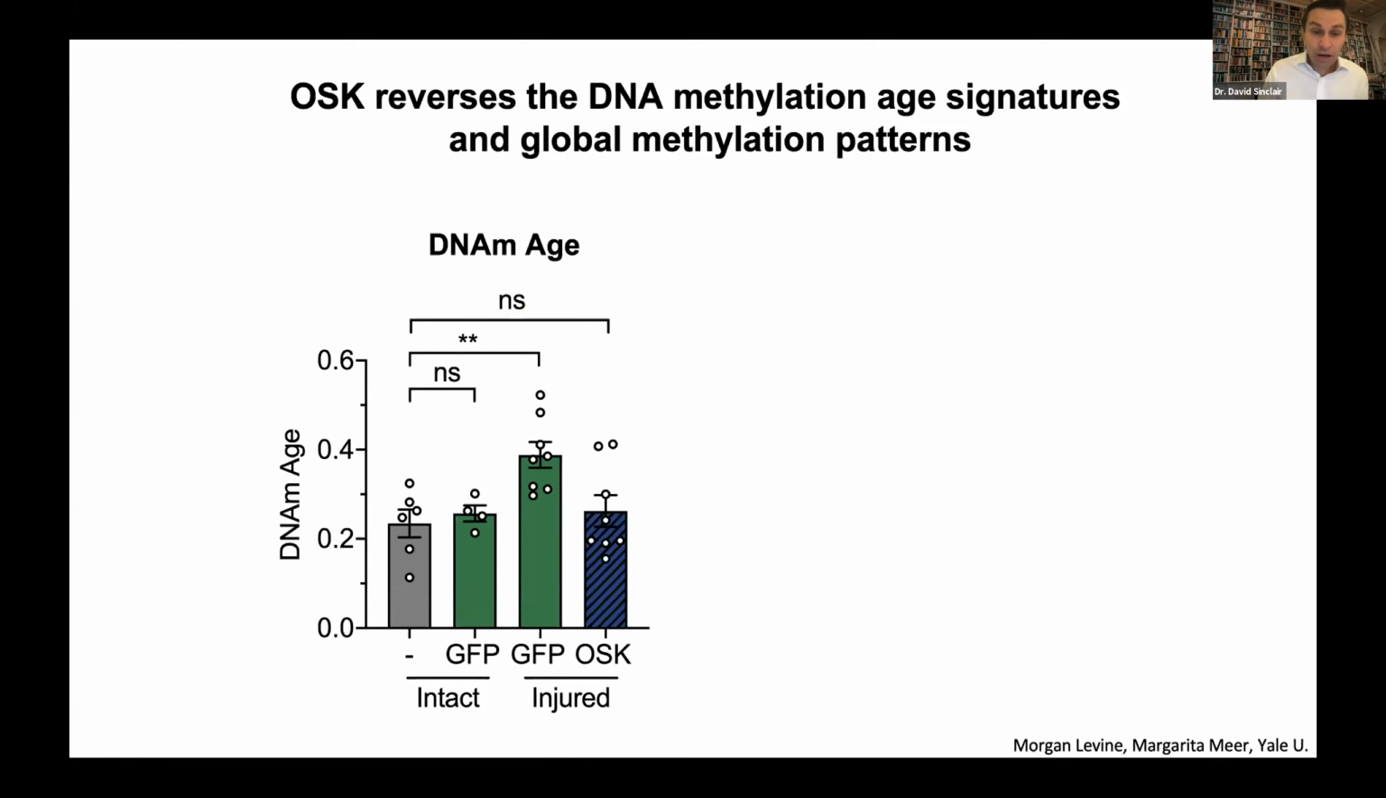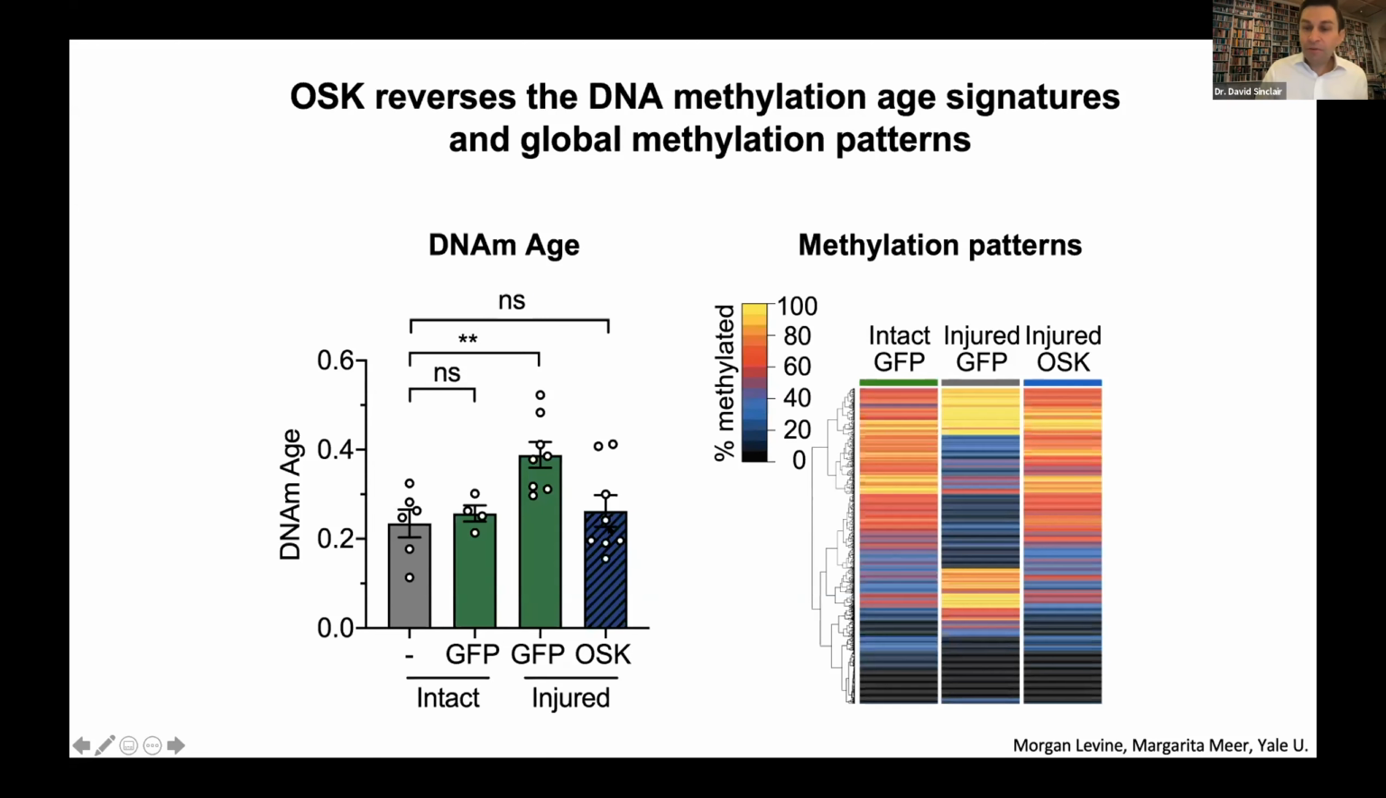In the case of the injured eye, we can also look at the age of the cells. We see that injury increases the age, and then we can bring that back down again with our OSK treatment. And if we look across the entire methylome, not just at a few sites, this on the left would be, I think, based on close to 100 sites. If we look across the entire methylome, and now we color this in a heat map, you can see that injury changes the DNA methylation patterns, and that the OSK reprogramming largely brings that back. And this was done with Morgan Levine and Margarita Mir at Yale University.